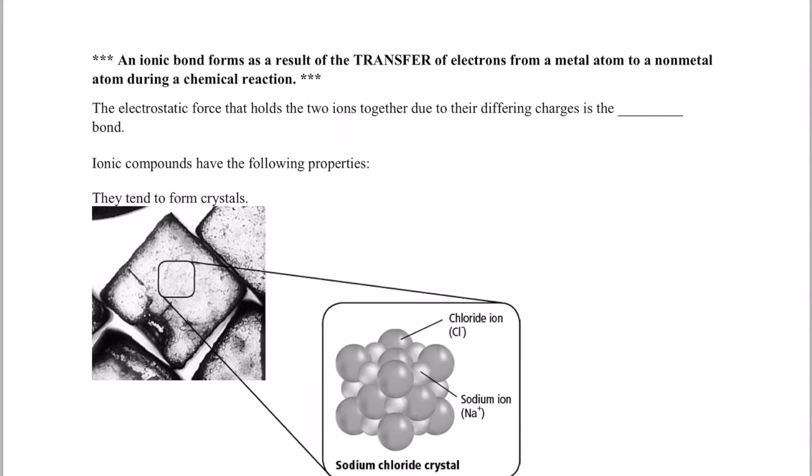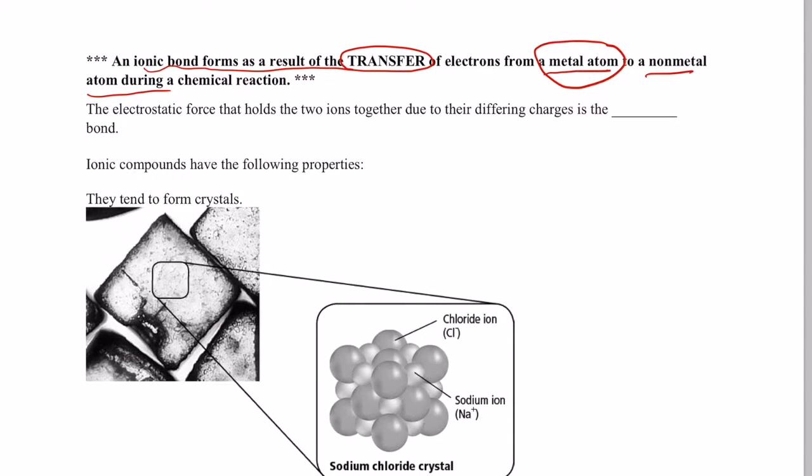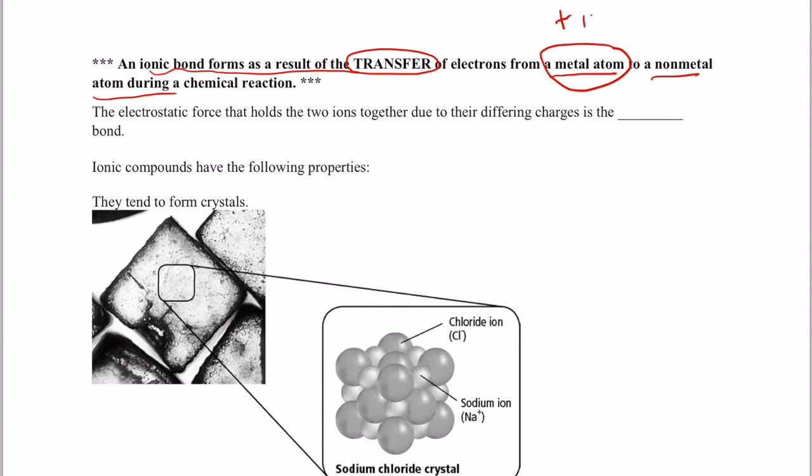Just as a review, an ionic bond forms as a result of the transfer of electrons from a metal atom to a non-metal atom during a chemical reaction. Remember, folks, metal atoms are on the left side of the periodic table, and they tend to form positive ions by losing electrons. Nonmetals are on the right side of the periodic table, and they tend to form negative ions to attain a noble gas configuration.